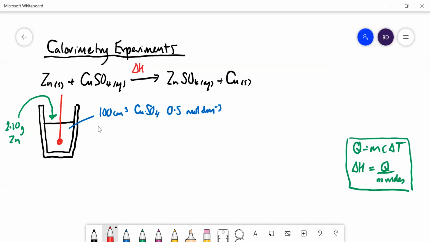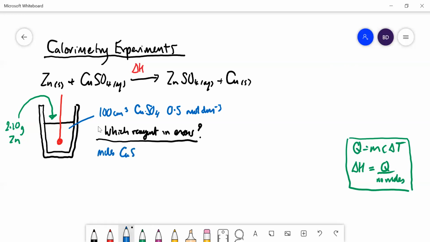Before we start doing that calculation, we need to find out which reagent is in excess. That's going to be quite important. So, all right, I'm going to write down moles of copper sulfate. How are we going to find that out? Well, we know concentration times volume. So that's going to be equal to 0.5 times 100 over 1,000. So that's going to be 0.05 moles of copper sulfate.